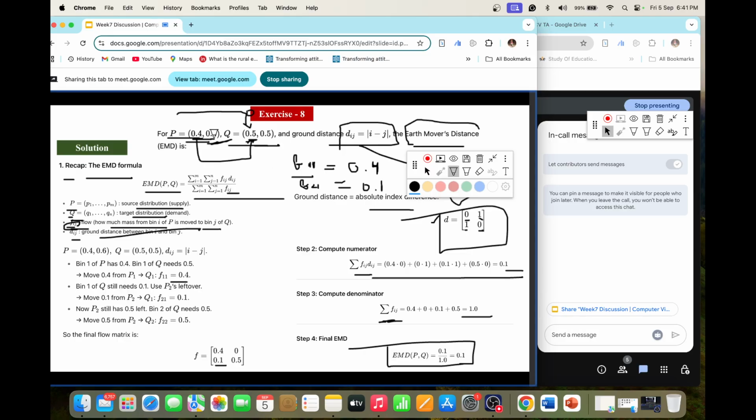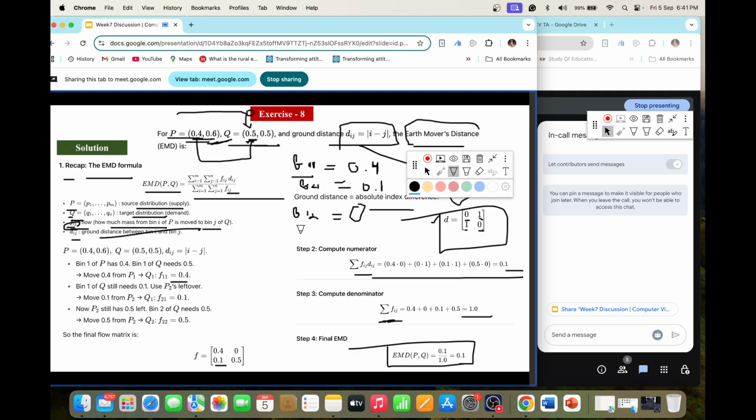Now we have 0.5 left here, right? Because 0.1 we have already given here, from 0.6 we are left with only 0.5. If we give this 0.5 to here, we do not have anything, because here the target is already 0. The target is 0 because 0.5 already got filled. So that is why F12 is 0, because this demand is already filled.